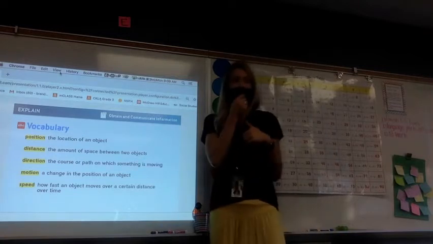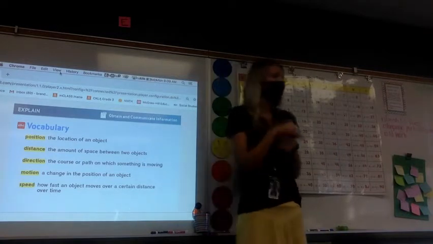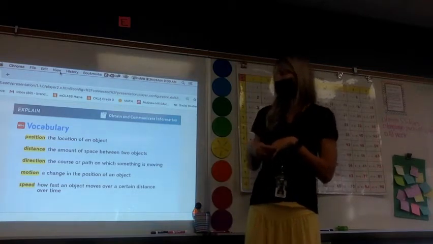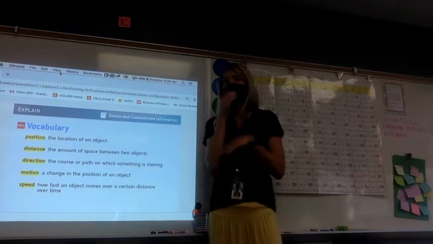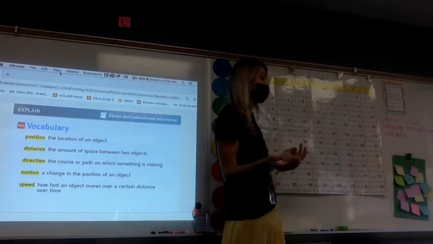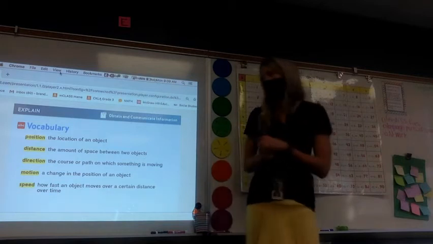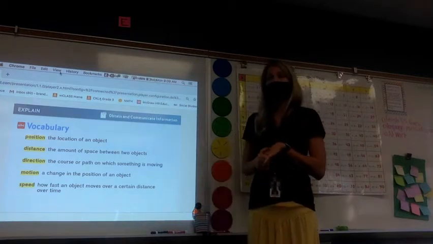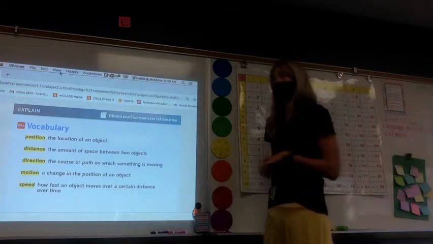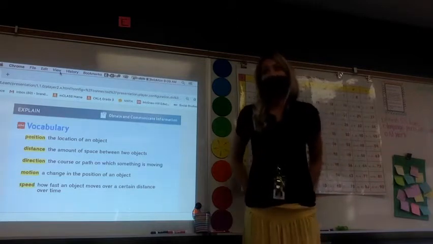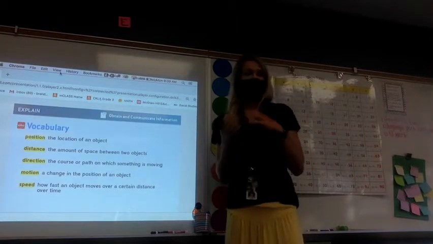Go down to the second row of words, and the first one is the word Motion. Motion is a change in the position of an object. So we know that it's changing position if something is in motion. And we're going to be talking more about motion and the path of motion over the next few days. And our last word we have on there is Speed, and that's what we worked towards today. Speed is how fast an object moves over a certain distance over time. So how fast that object is moving.